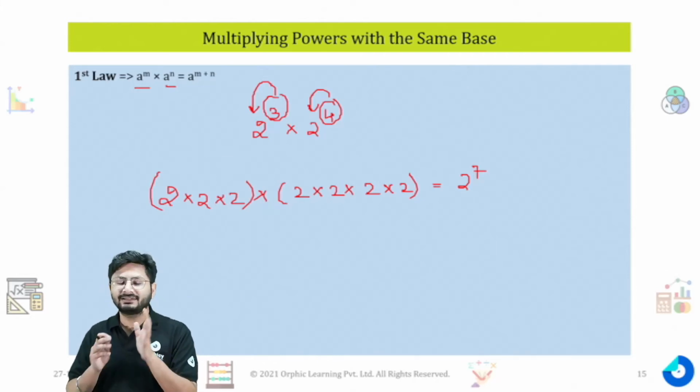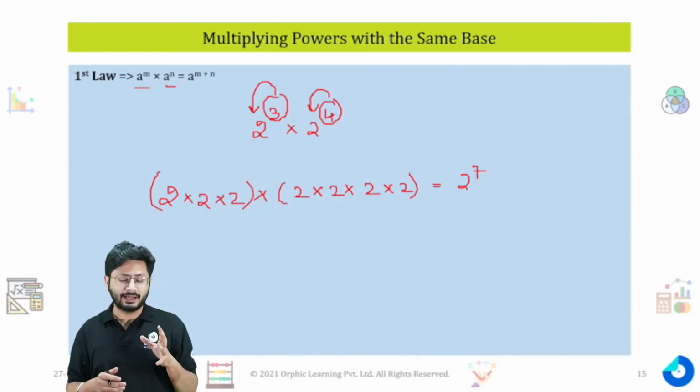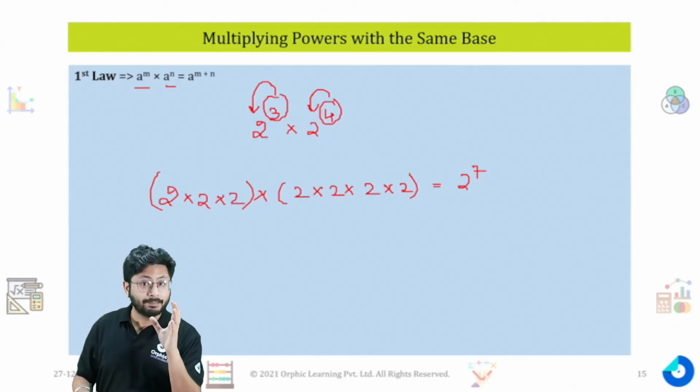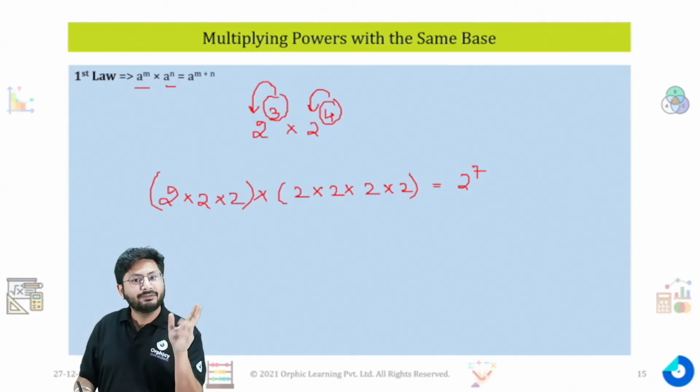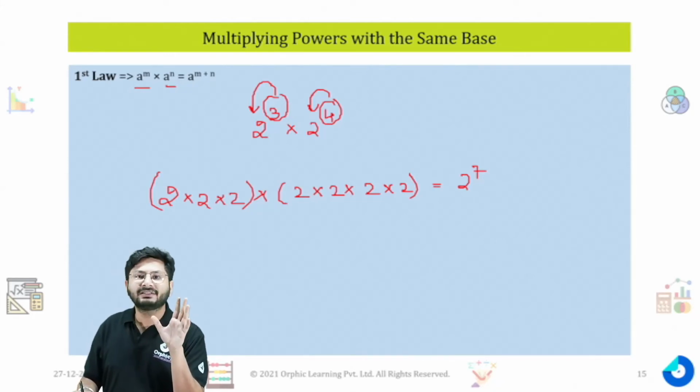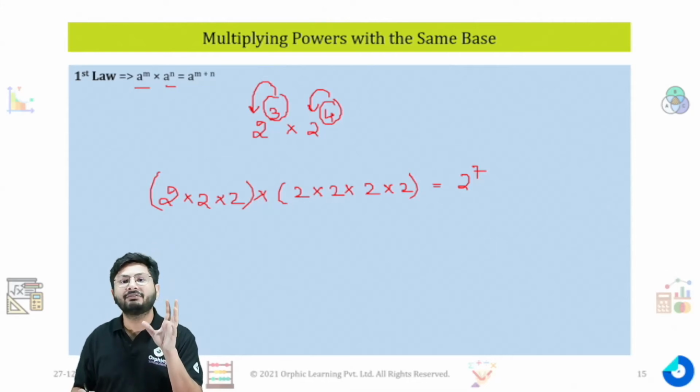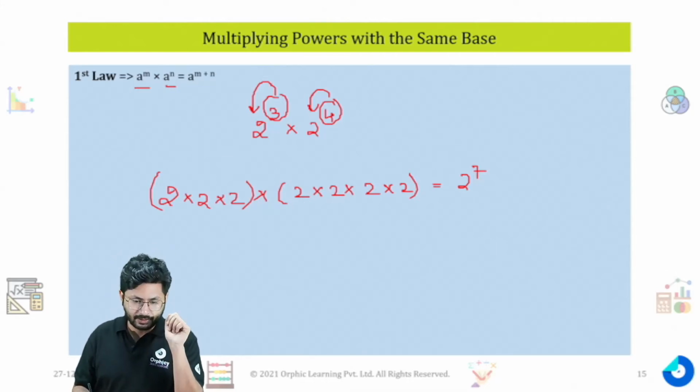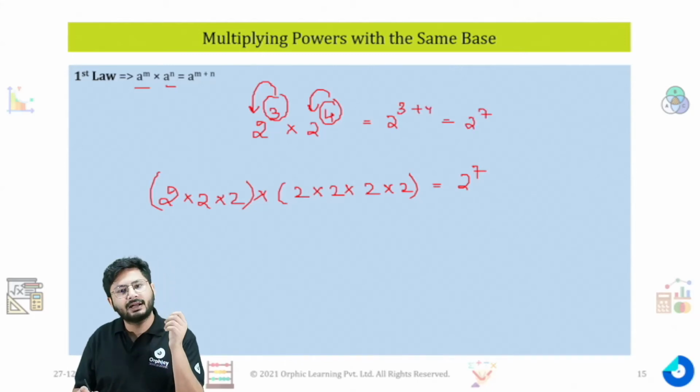So just remember that if the bases are the same and the powers are different, or they can be the same also, and if both the expressions are getting multiplied, the powers get added. So it will become 2 to the power 3 plus 4, which is equal to 2 to the power 7. Let's do some questions on the same.